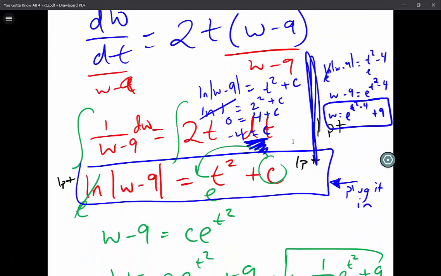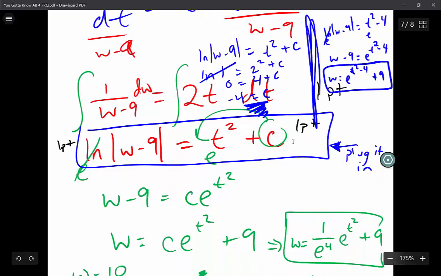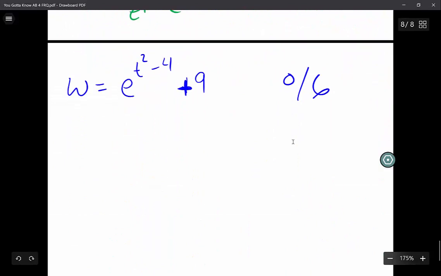We're getting 1 point for separating it. We're getting maybe 1 or 2 points for writing these antiderivatives. You're getting another point up here, where we did it this way in blue. You're getting another point when you plug in 10 and 2, when you plug in that condition. And you're getting another point for solving it. So that's a lot of points along the way that we don't want to miss.